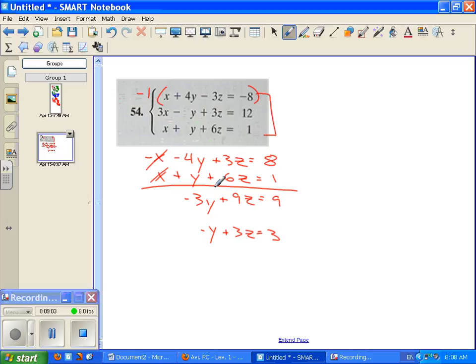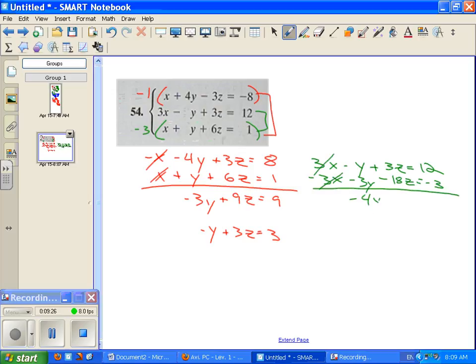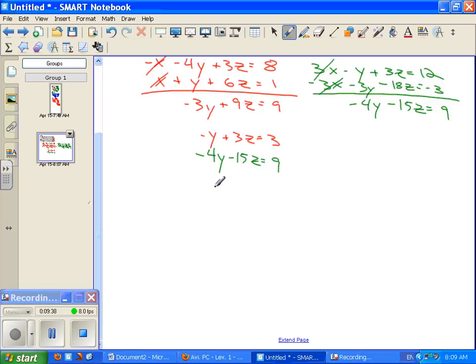Now, let's say I put these two together. Multiply this bottom one by a -3. So the top one stays the same. Bottom one is now going to be -3x minus 3y minus 18z equals -3. These cancel. So I get -4y minus 15z equals 9. All right, stack those. So now what variable do you want to get rid of?